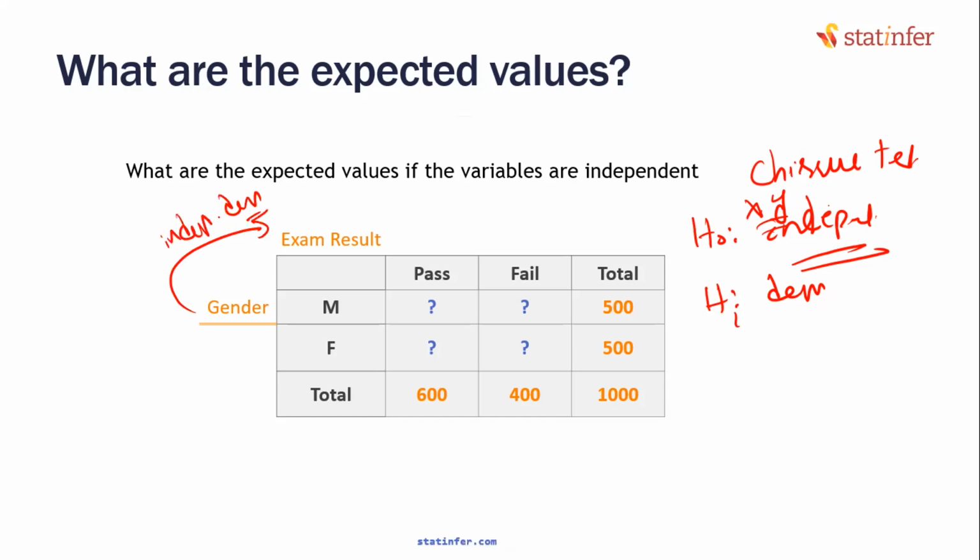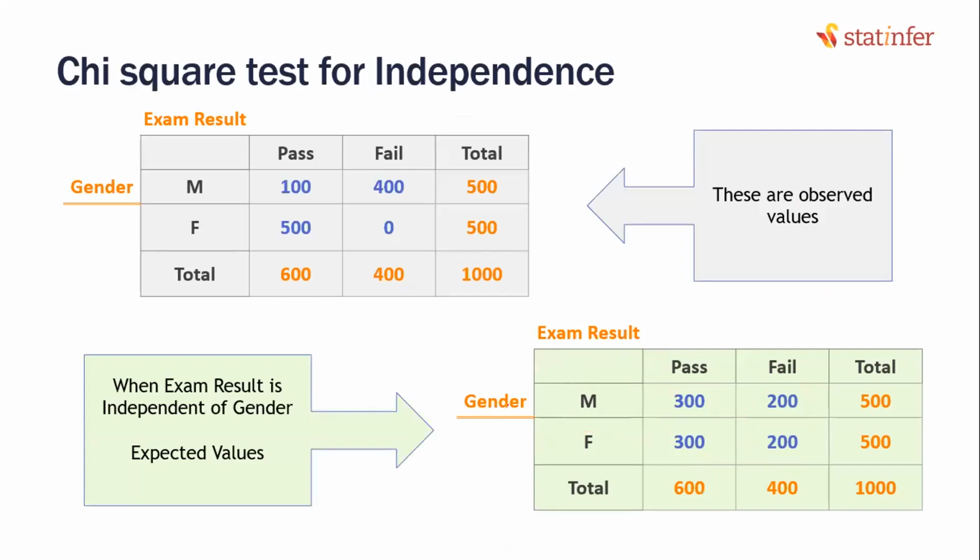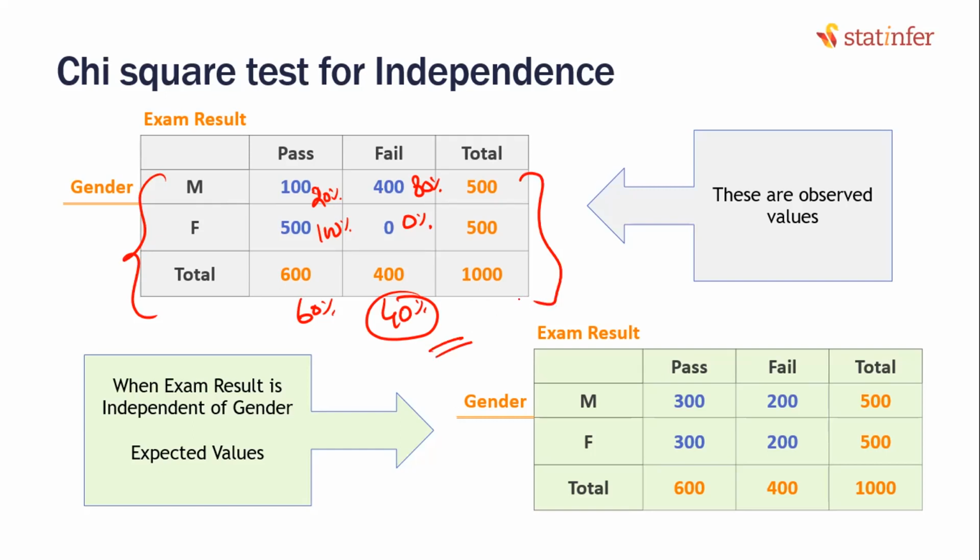Usually you can create a pivot table. You can show using simple percentages also. Let's say out of male, around 20% have passed and 80% have failed. Out of female, around 100% have passed, 0% have failed. Overall pass percentage is 60, fail percentage is 40. There's a huge difference, so male and female, it does matter. Just by showing a pivot table and percentages, you can convince somebody.